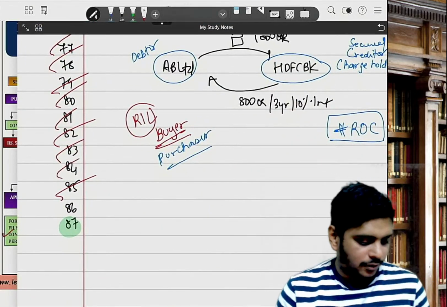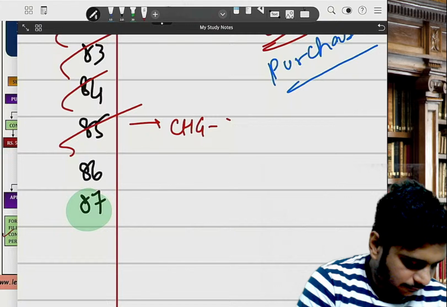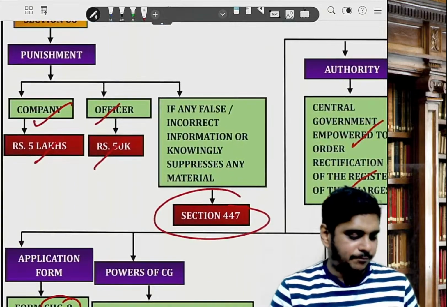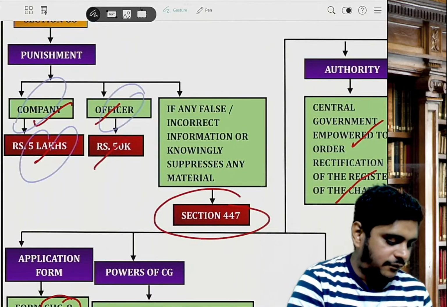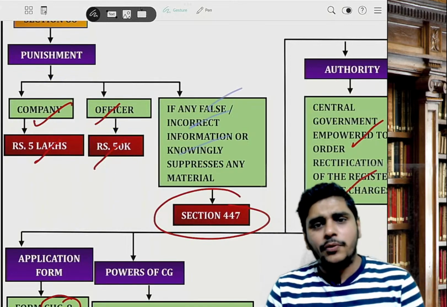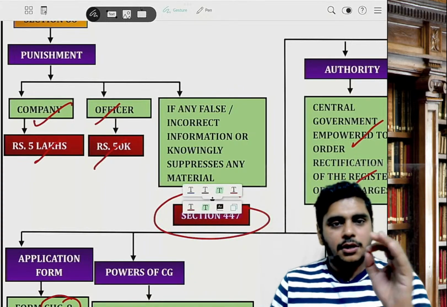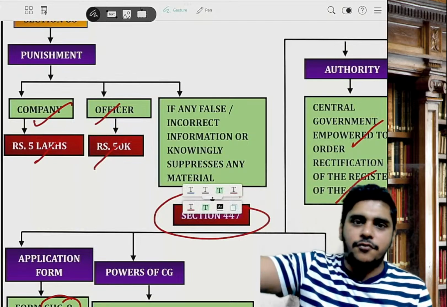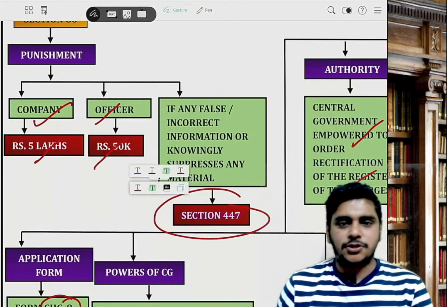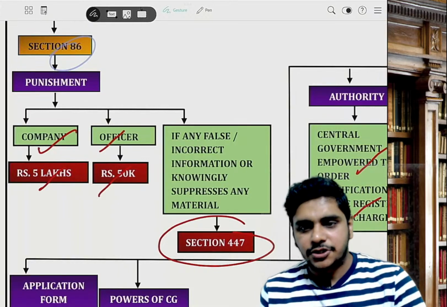So this is section 84. 85 we have done, register of charge by the company, form number is CHG 7. Section number 86 very important, penalty. Very simple, flat penalty, company 5 lakh, officer 50,000. In case of any false, incorrect information or knowingly suppresses any material information to register the charge, penalties of 447. Company 5 lakh, officer 50,000. In case of fraud, 447. In case of false information, 447. Section number is 86.